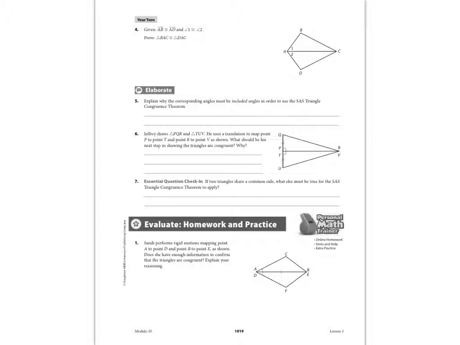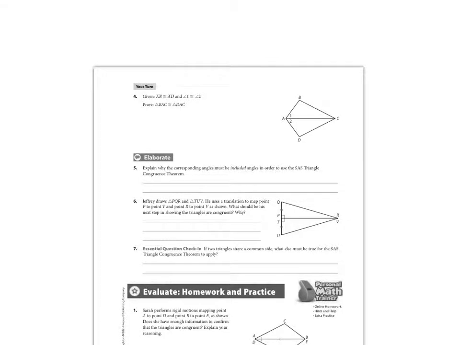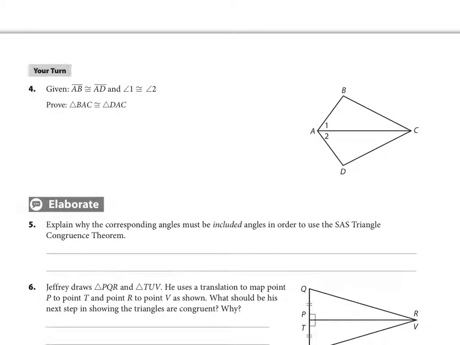On the next page, 1019, looks like we only have one proof, and then we'll be done here. So number 4, we are given that side AB is congruent to side AD. I'm going to mark that in the picture. And angle 1 is congruent to angle 2. We want to prove that triangle BAC is congruent to triangle DAC.